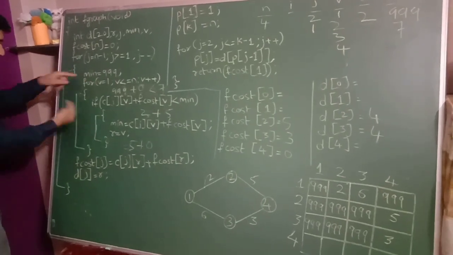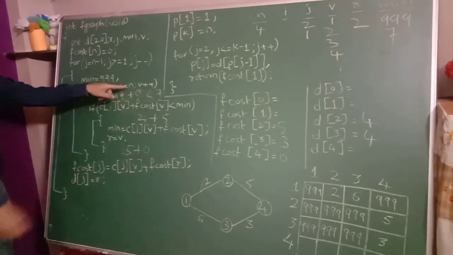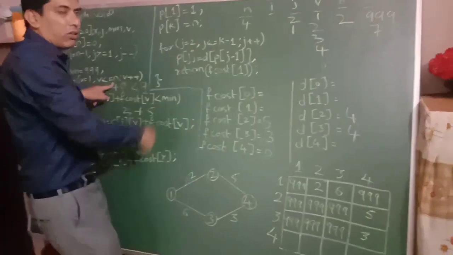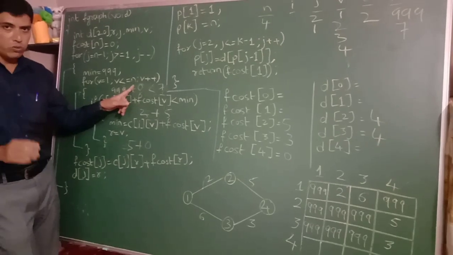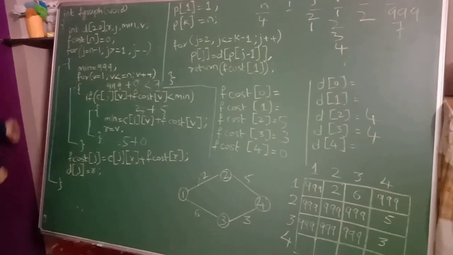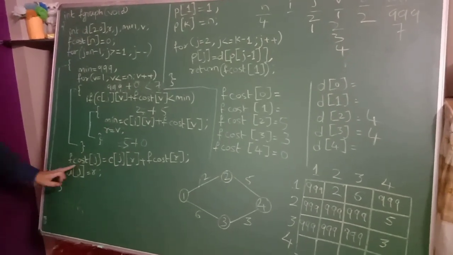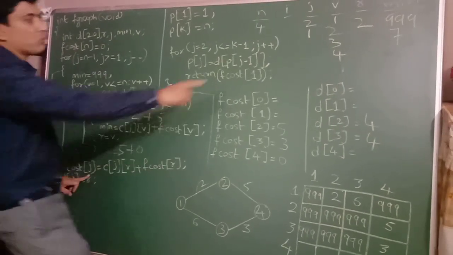When the condition becomes false, right, outer loop increment the value of v by 1. Now the value of v will become 5, right? Is 5 less than or equal to 4? No, right? So the condition becomes false, right? When the condition becomes false, f cost of j value is what?